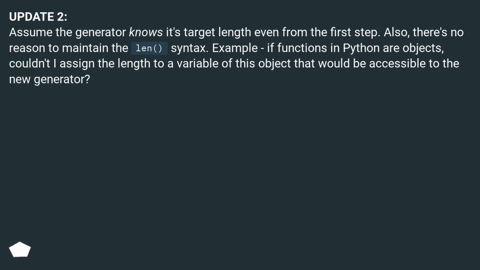Update 2. Assume the generator knows its target length even from the first step. Also, there's no reason to maintain the len syntax. Example, if functions in Python are objects, couldn't I assign the length to a variable of this object that would be accessible to the new generator?